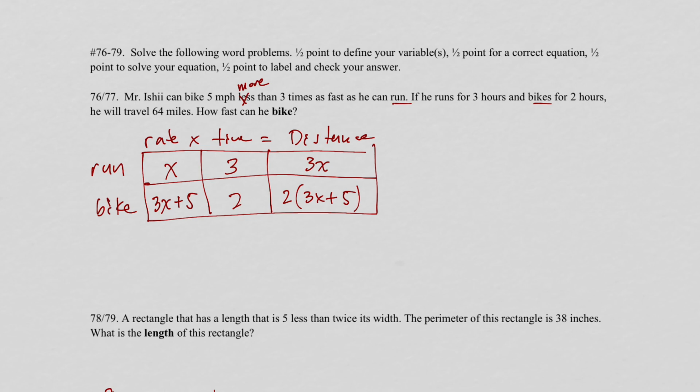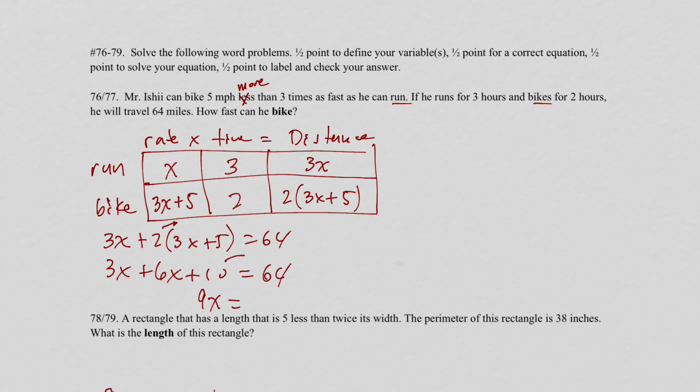Okay. Now, it says that he's going to travel a total of 64 miles. So the total distance, this column added up, is going to be 64. 3x plus 2 times 3x plus 5 equals 64. I'll distribute this. So I combine like terms, and I get 9x. I'll move the 10 over by subtracting it. 64 minus 10 is 54. And then I'll divide each side by 9 to get x is equal to 6.